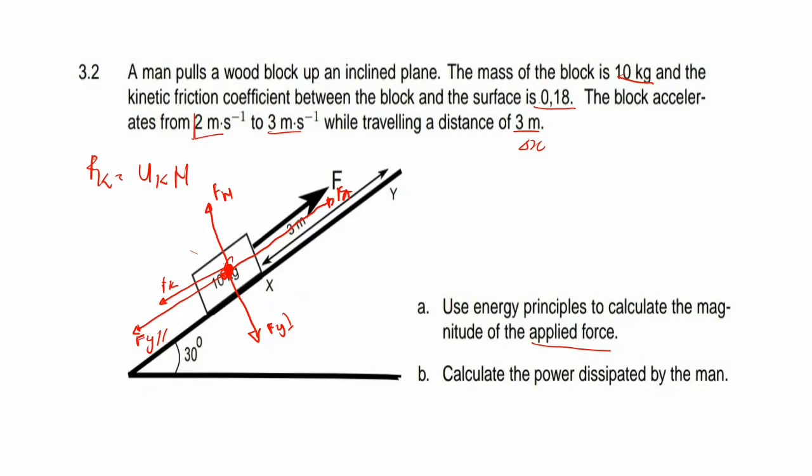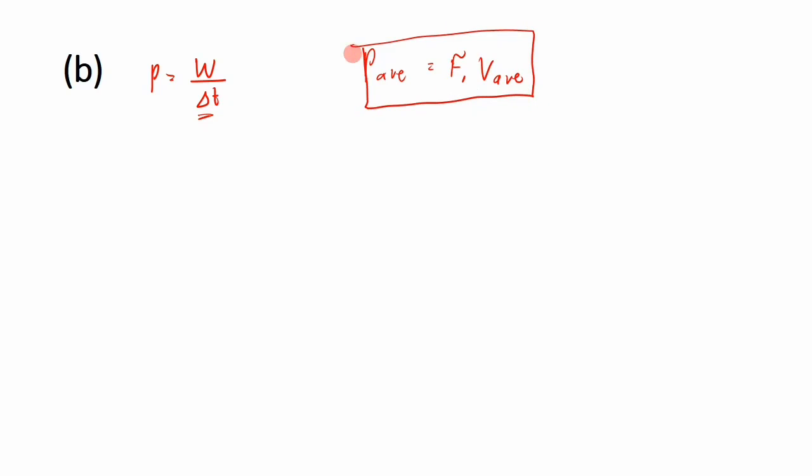Okay, now B says calculate the power dissipated by the man. Now for power, we have two formulas, which is P is equal to W over T. This is where we get our definition for power, the rate at which work is done. So this is work over change in time. But seeing from that, we were not given the change in time, right? Another formula is the P average formula, whereby we have the force multiplied by the V average. So this is the applied force multiplied by the V average. We just calculated the applied force in the previous question. So that means the one that is perfect for this one is this formula.